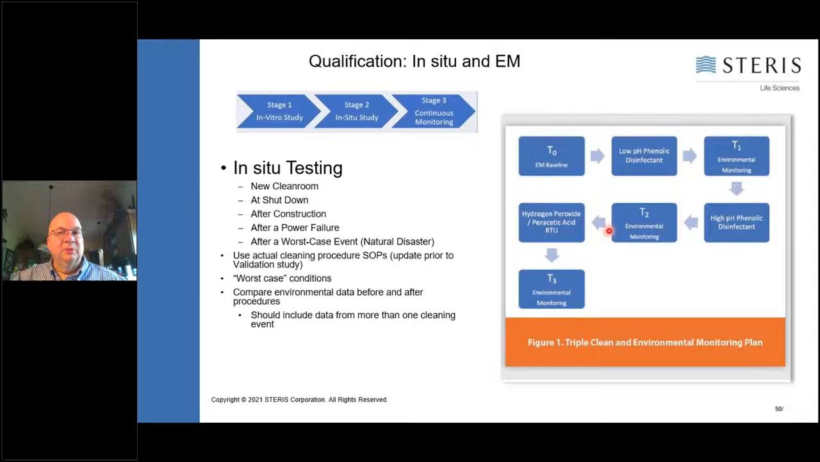And finally, you come in with your nuclear weapon, the sporicide. So it would be like Spore Cleanse, bleach, some type of sporicidal agent, VHP. And you want to show an overall very large reduction at the end, and then collect that T3 time point data to show a really robust decline in bioburden in the clean room. That's what we call triple clean data, and that is an in situ field trial. Regulators love to see it.